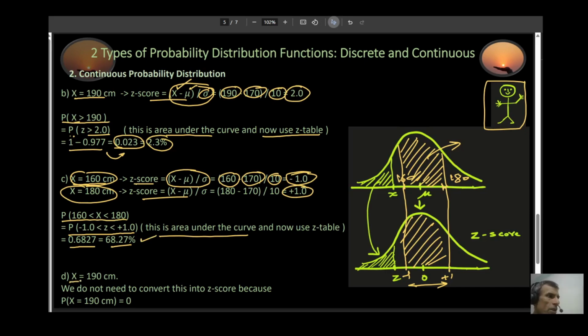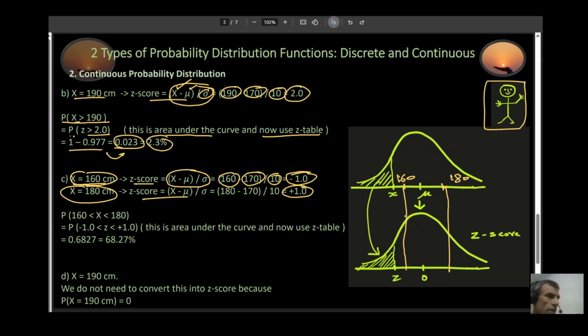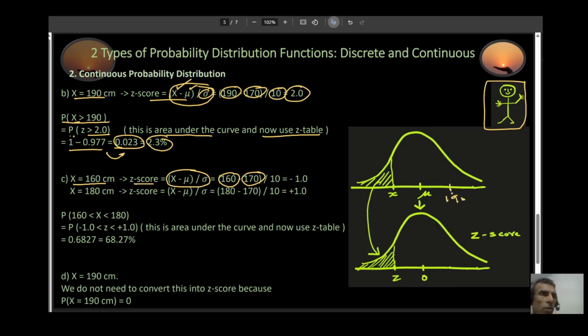Now, what is the probability that his height is exactly 190 centimeters? Let's say my 190 is over here. If you think about it, you don't really have to map, because the height is a finite height, but it has no width. So the area is zero. We don't need to convert this into a z-score, because we know that the probability for x equal to exactly 190 is zero.